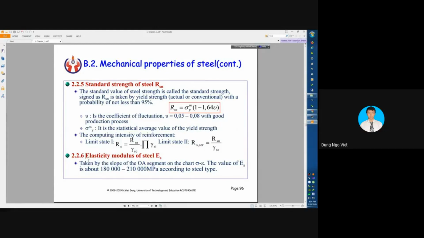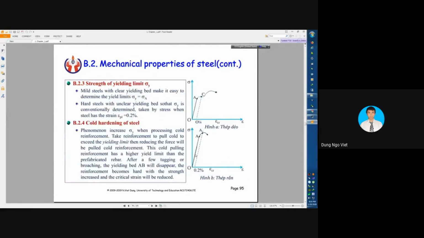Next one is the elasticity modulus of the steels. If we take the slope of the OA segment on the stress and strain chart, the value of ES is about 180,000 to 210,000 megapascal according to the steel type. That means ES is tan alpha.